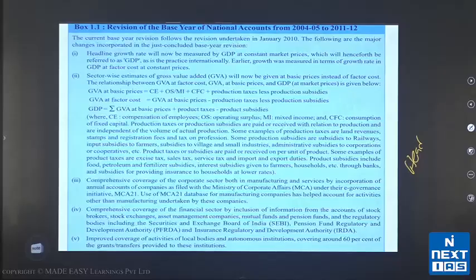Earlier GDP was measured at factor cost. पहले factor cost है, right now market price. What is market price? The price what consumer is paying. We'll discuss. That is the point number 1. Factor cost to market price.